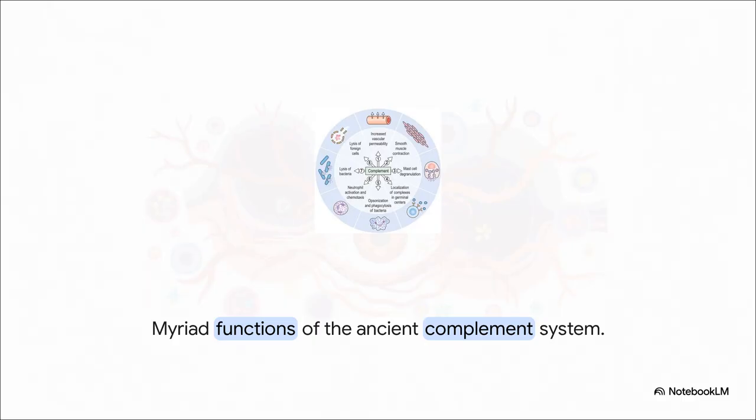Now, what's really interesting about this slide is the sheer variety of jobs this billion-year-old network handles. I mean, it doesn't just do one thing. These proteins label or opsonize foreign antigens so your phagocytes can easily spot and eat them.